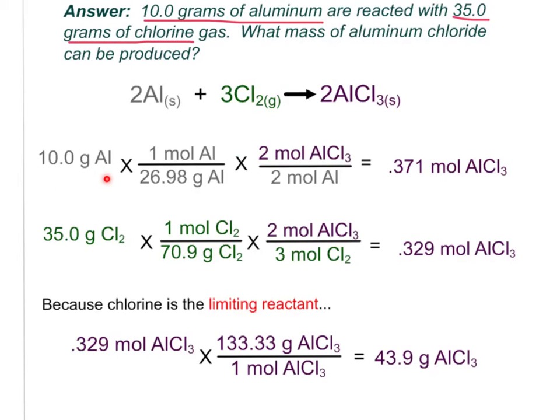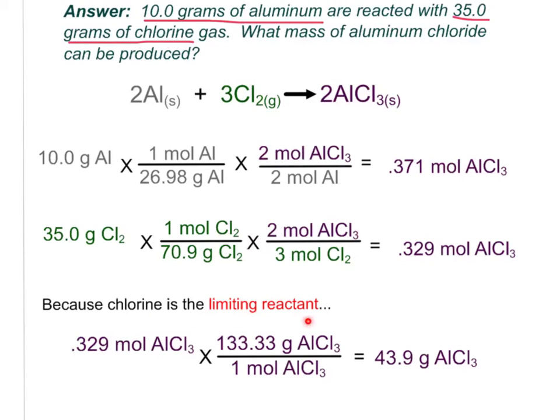10 grams of aluminum multiplied by the molar mass, and then the mole-to-mole ratio gives us 0.371 moles of aluminum chloride. If I look at my chlorine, I start with 35 grams multiplied by its molar mass and the mole-to-mole ratio with aluminum chloride, I get 0.329 moles of aluminum chloride. So which one is the limiting reactant? Down here, chlorine. It's the limiting reactant. It will run out first.